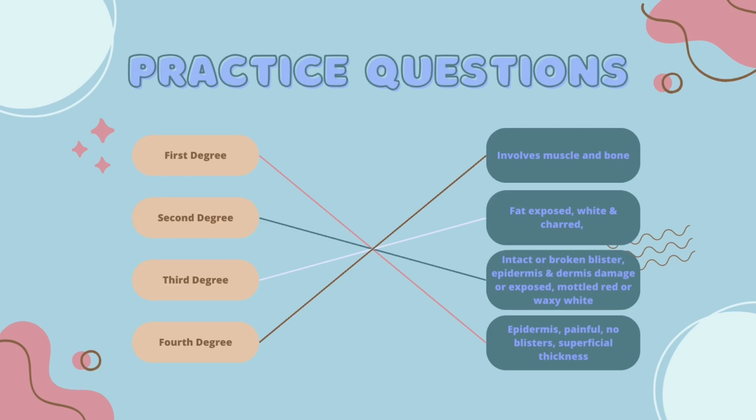So if we go to third degree and follow that thin white line, that is when you see fat exposure. So it could be white or charred. There's another comma in there. I might have meant to add more colors. Maybe not. Don't know. And then fourth degree, I didn't have it in my chart, but the visual showed that fourth degree involves muscle and bone.